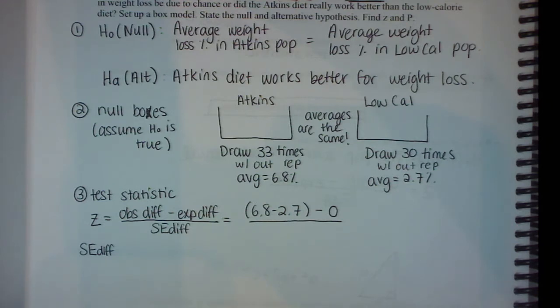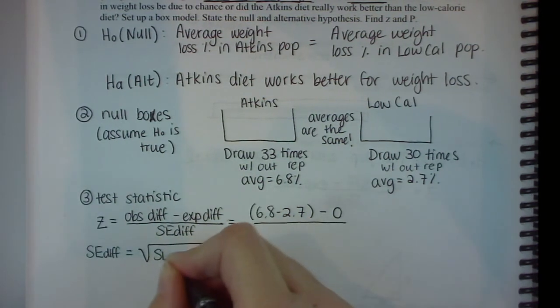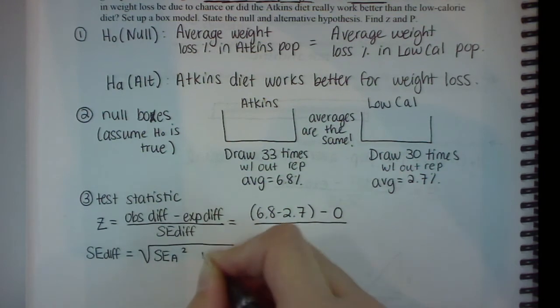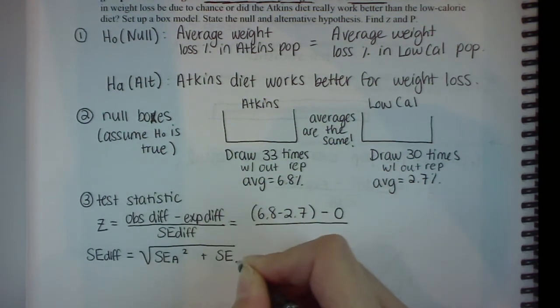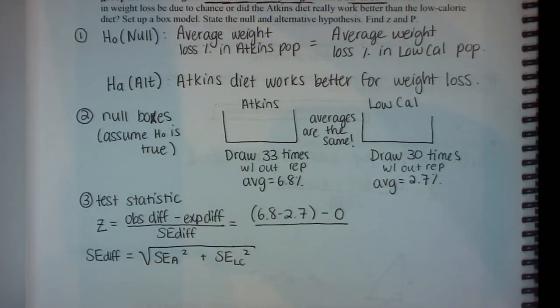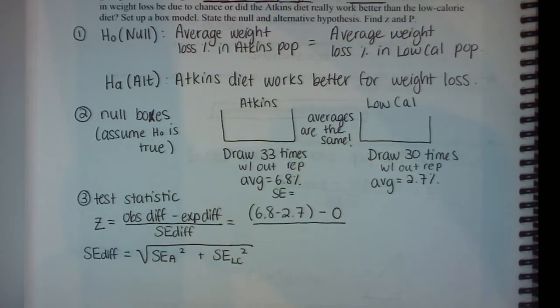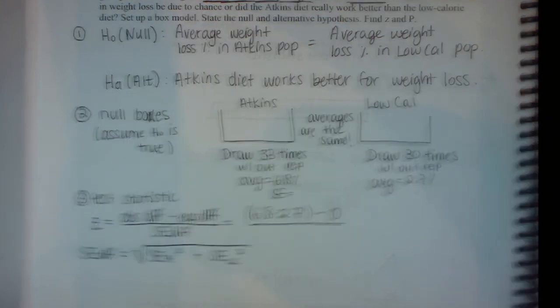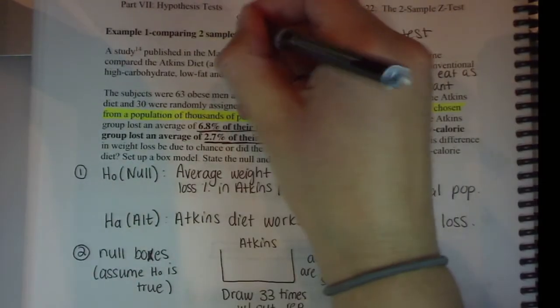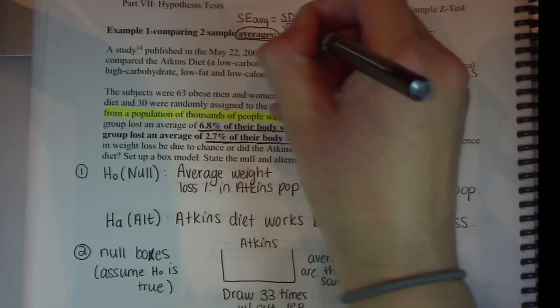Okay, so that formula was basically to take the standard error for the Atkins diet and square it, plus the standard error for the low-calorie diet and square it. So that's from the other page. And I don't have the standard errors, but I can calculate them really quickly. Let's see, so for the Atkins diet, my standard error is going to be... here I'm dealing with averages, right? So my standard error for the average is just the standard deviation over the square root of n.